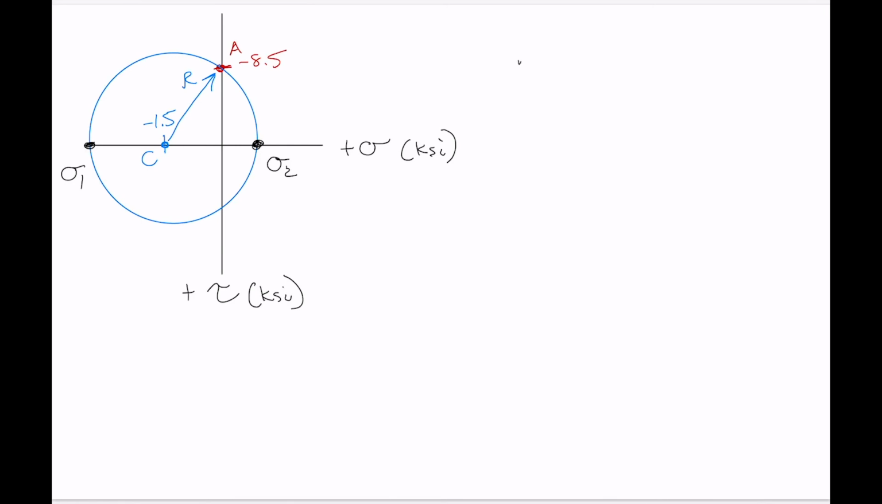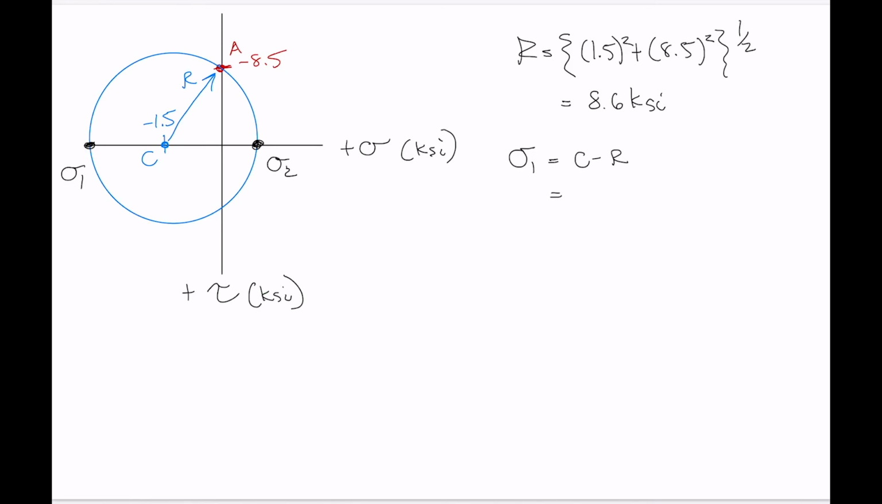That would be helpful. So R is the square root of 1.5 squared plus 8.5 squared, which gives us 8.6 KSI. For sigma 1, we take the value of C and subtract R from it in this case. So we've got minus 1.5 minus 8.6 equals minus 10.1 KSI. And for sigma 2, we take C and add on our value of R. So minus 1.5 plus 8.6 gives us 7.1 KSI.